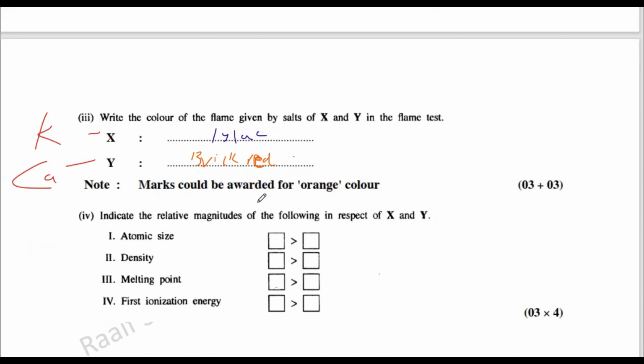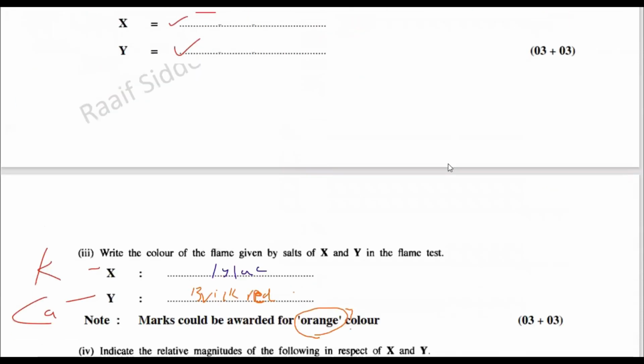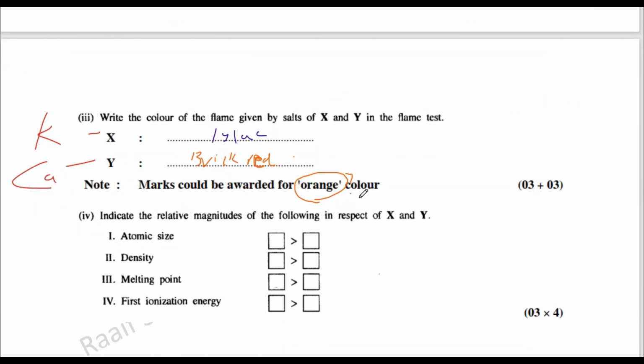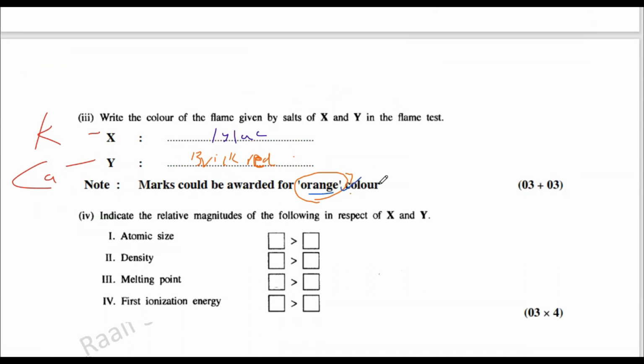Here, this is very important that I need to mention. Marks could be awarded for mentioning it as orange in color. This is a very simple question, because we always study the flame test, the flame colors of these s-block elements and a few transition elements as well. So why they are accepting orange for brick red is a little bit of a concern. But in this particular year, they have taken this as a correct option. Generally, brick red is the correct answer.